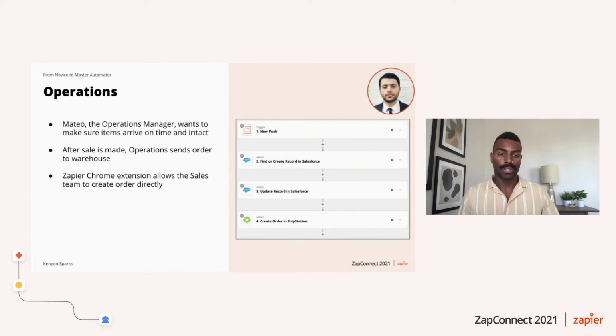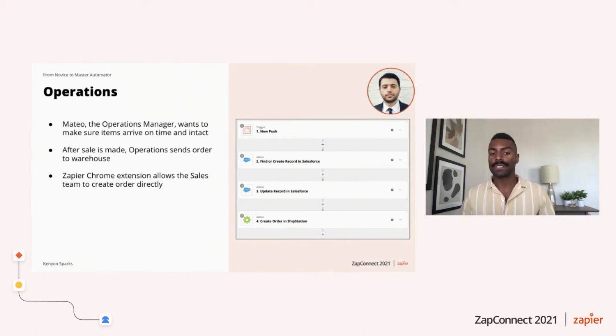So we build this app, the trigger of which is that once the call ends, a sale is made, and the Chrome extension trigger allows the sales team to finalize the sale right from their browser. Then we have a few actions. The first is to find the Salesforce lead record. Then we'll update that lead status in Salesforce. And finally, we'll create that order in ShipStation.